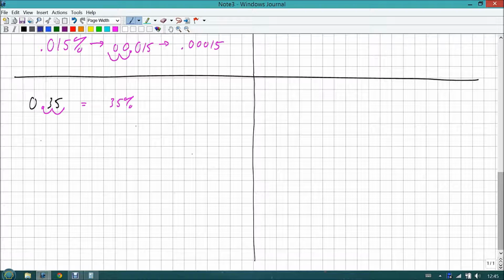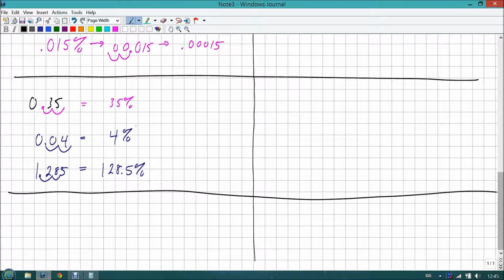Let's say we had 0.04. Well, again, we move it 2 spaces to the right. That would be 4%. What if we have 1.285? Well, to convert it, we would again move the decimal place over to the right, and we get 128.5%. Really, really easy stuff. Just move the decimal a few spaces over.